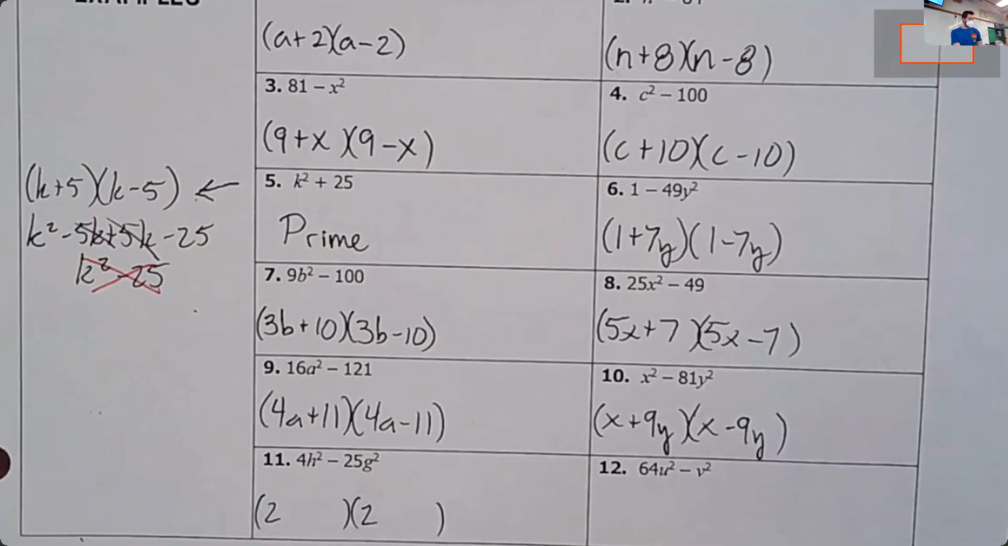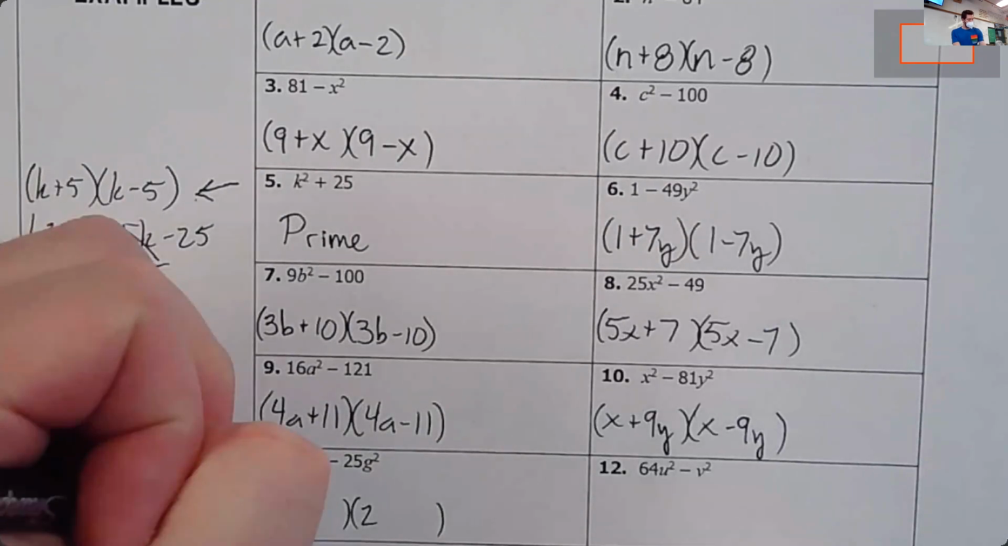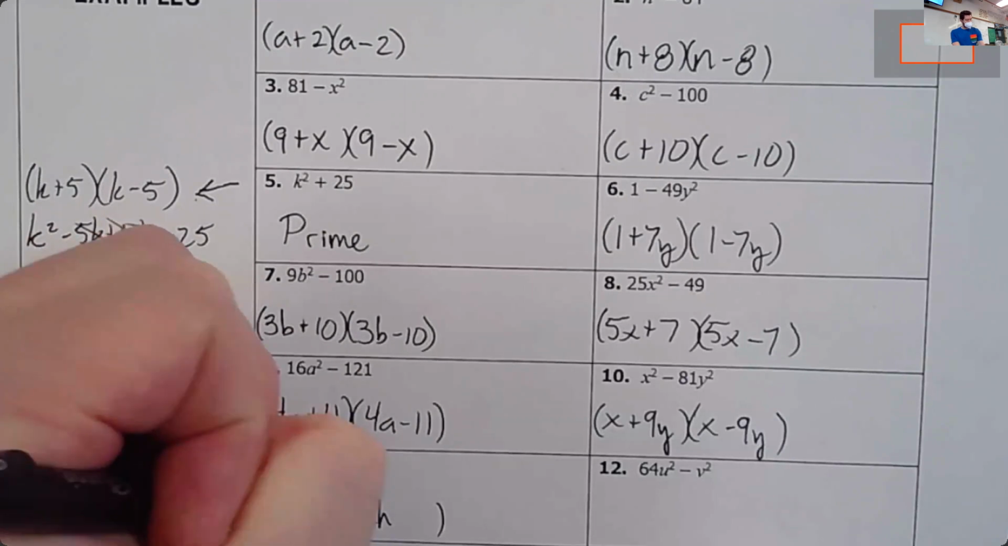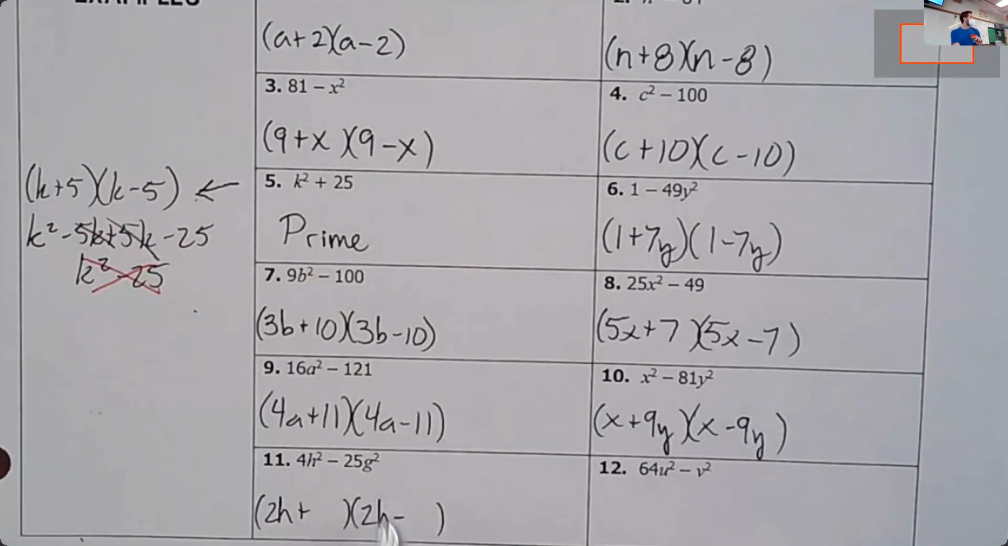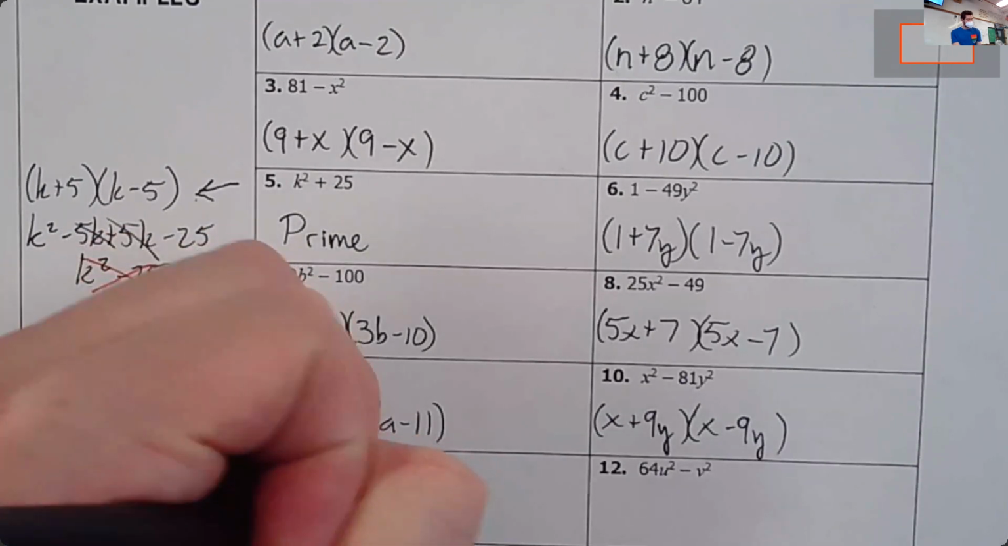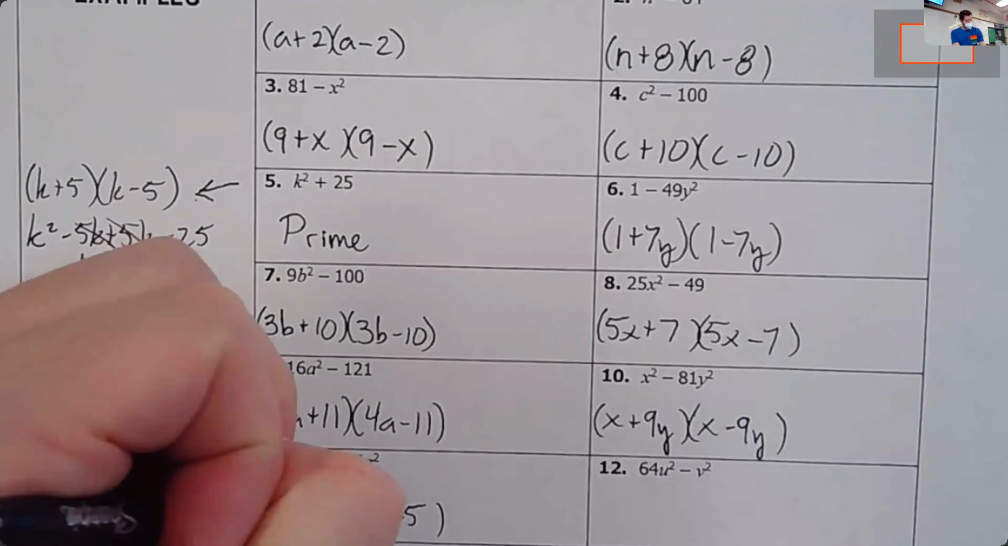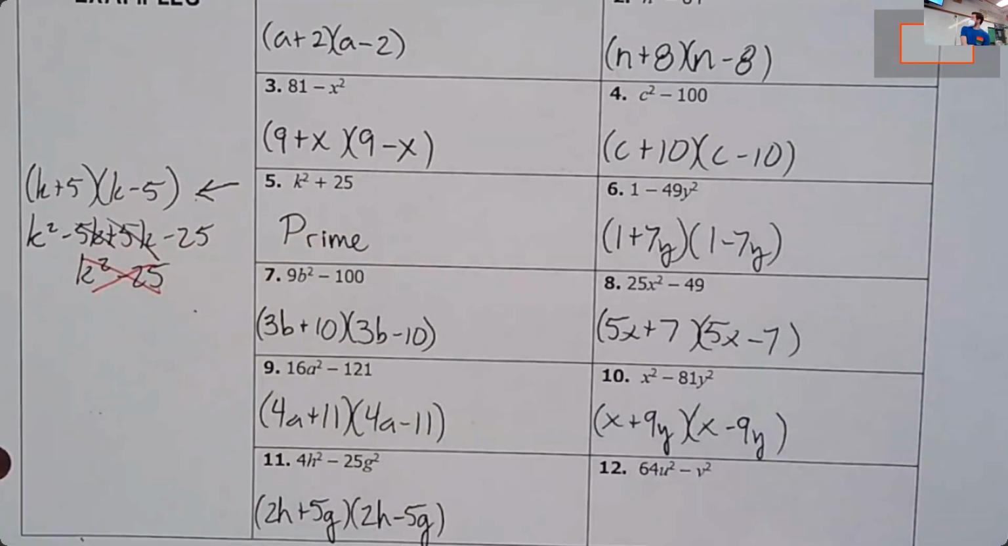Anytime you have a squared variable, the thing that multiplies by itself to equal a squared variable is just one of that variable. So 2h. And then we're going to have a plus, we're going to have a minus. And then what times itself equals 25? 5. All right. And then what times itself equals g squared? G. There you go. So that's our answer: 2h plus 5g times 2h minus 5g.